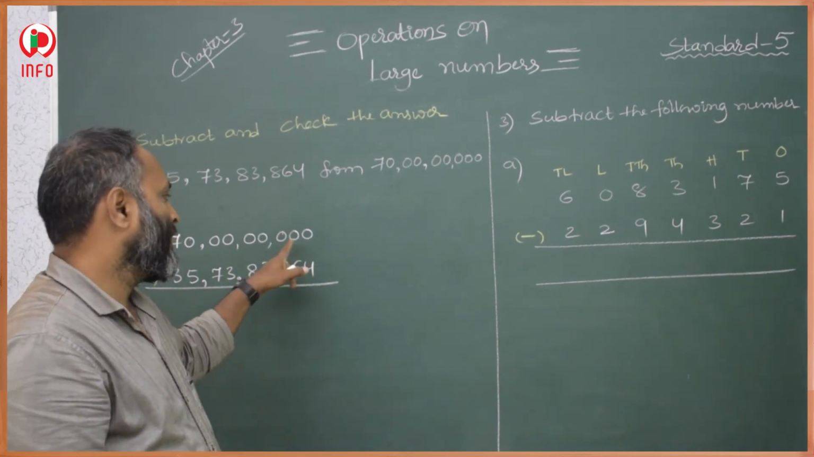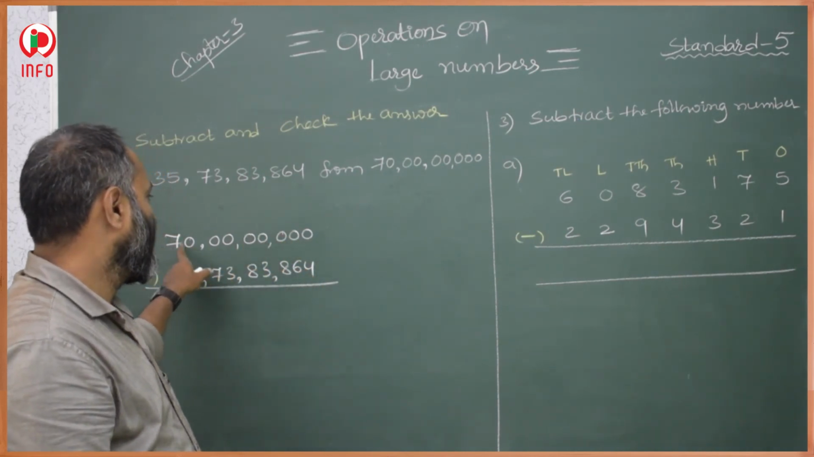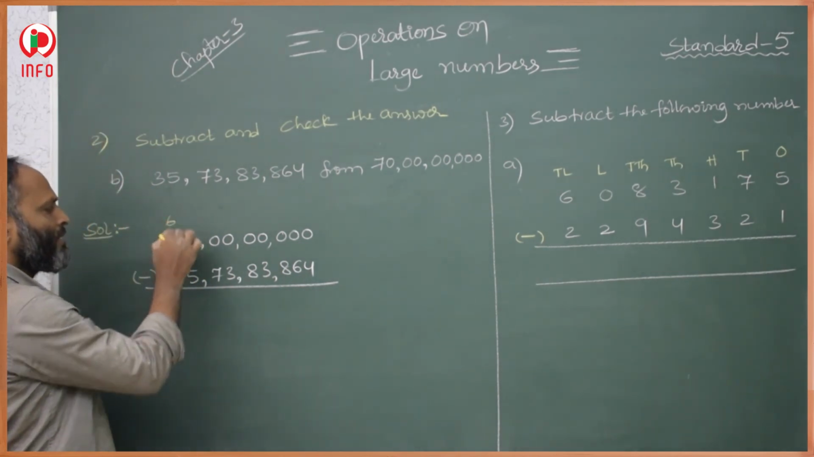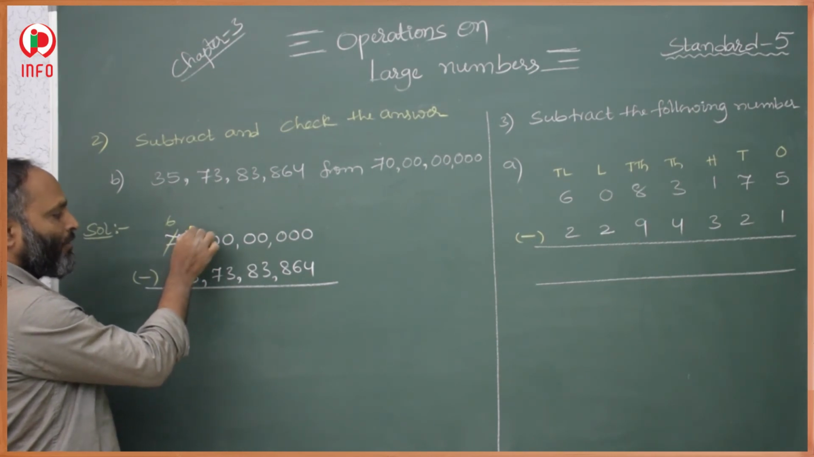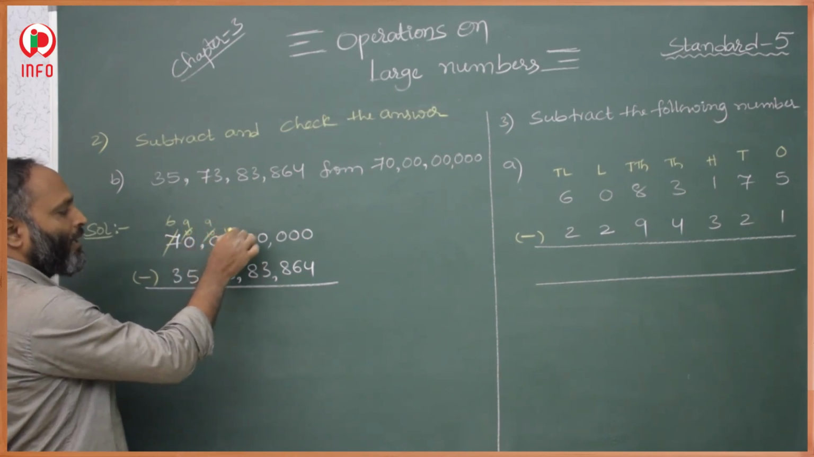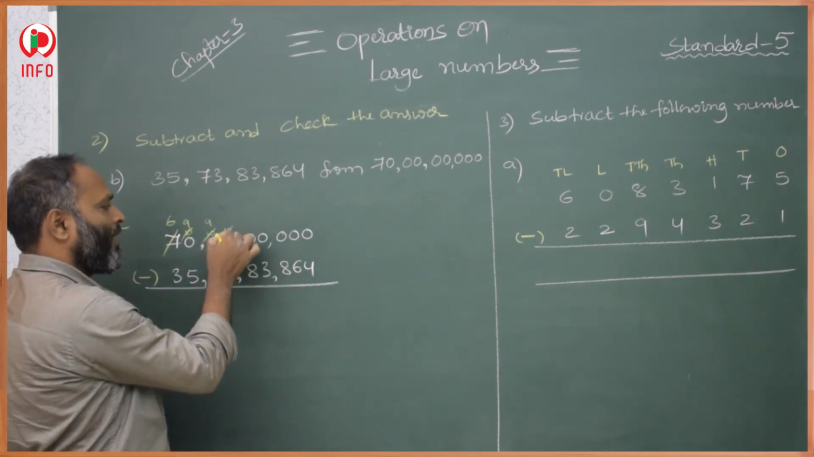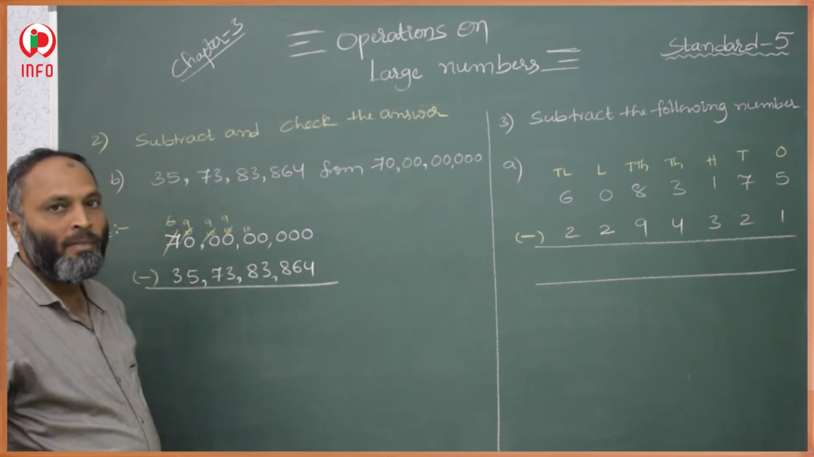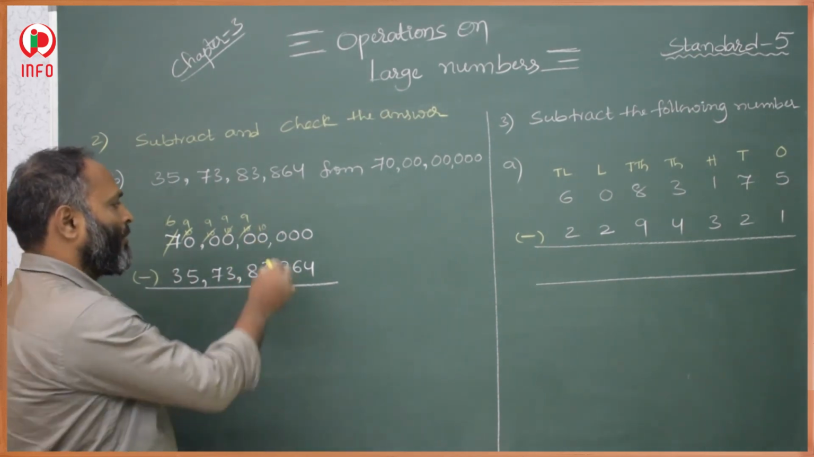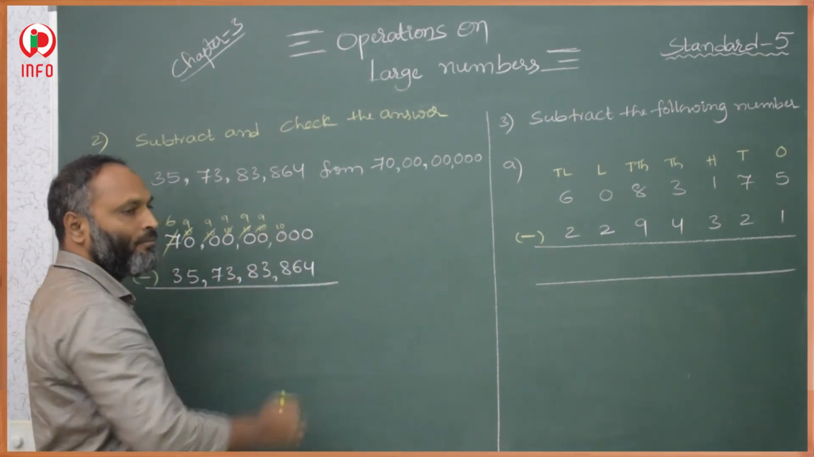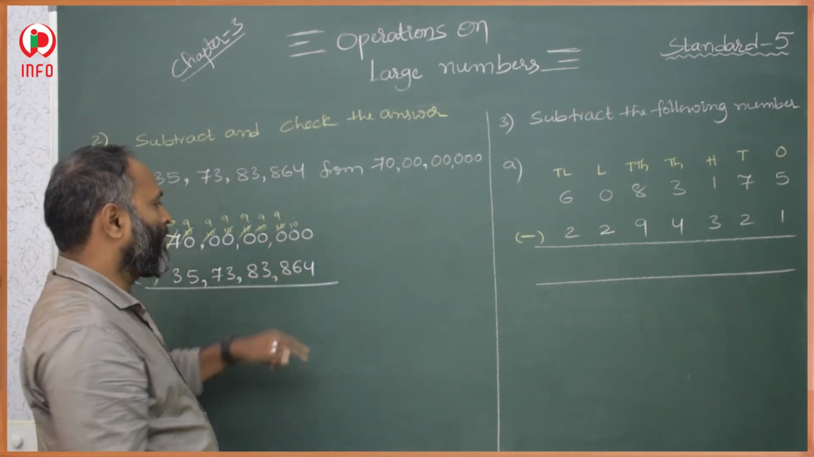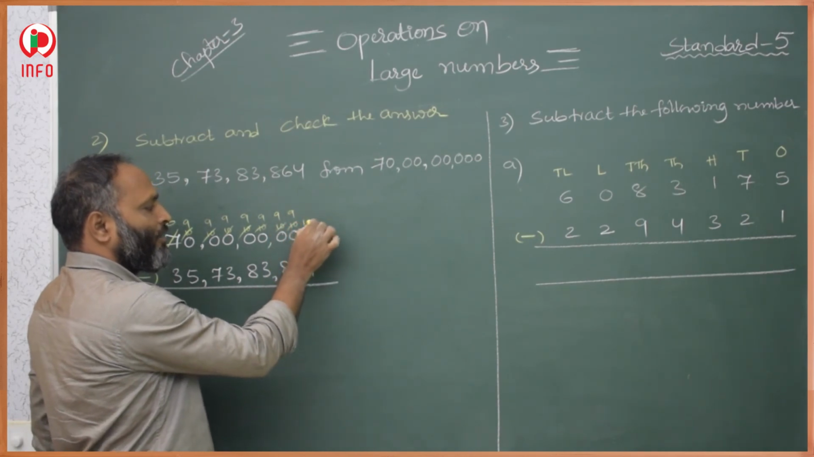From where do we take the borrow? This is 0, this is 0, this is all zeros. We take the borrow from here, from 7. From 7 it becomes 6 and here it becomes 9. Again from here borrow, it will get 9, it will get 10. Again from here borrow, it will get 9, it will get 10. Again borrow, 9 and 10, and again, until the last place gets 10.